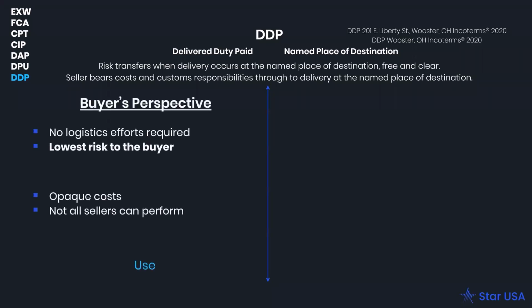As the buyer, this is the lowest amount of effort you can possibly put in to get your goods. So no logistics efforts, low risk. You have none of the import formality risk. The only downside is that the costs are all opaque and there are more costs in DDP than there were under DAP or DPU. And the other big risk to using DDP when you're buying is that not all sellers can do it.